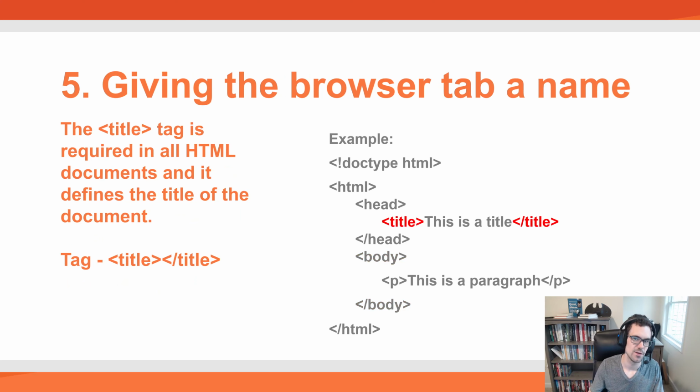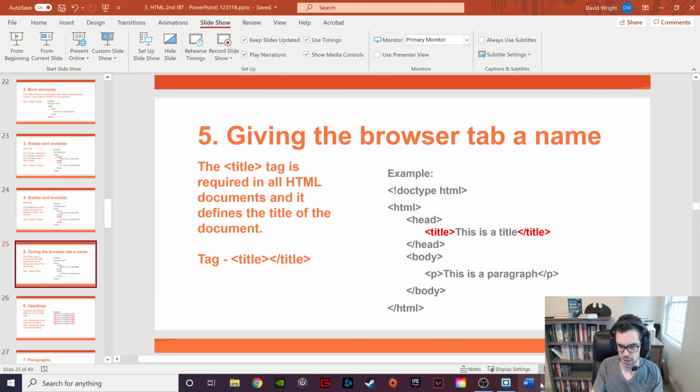Number 5 is give the browser tab a name. So in the head section, we're going to nest a tag inside of that and give it the title. This gives your actual browser tab a name. If you notice, the tabs actually have two things in them. They have a favicon, whoever you get the wording from, and they also have a title of the browser tab. This is how you actually title it right here by using this title tag.